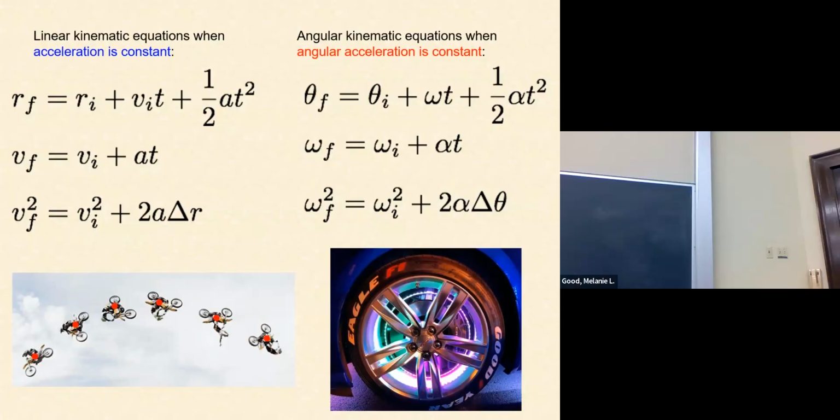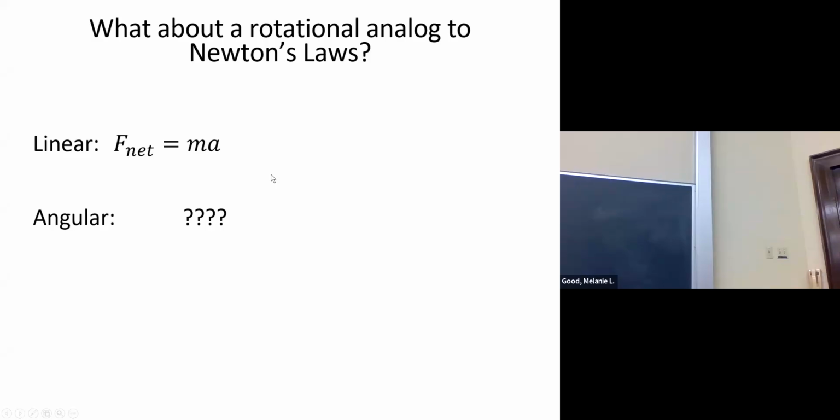So we can do the same thing with the rotational picture. We've already talked a little bit about how things might rotate when they have angular acceleration and angular velocity. And so now the question we're going to answer today is why? What gives them some sort of angular acceleration? In other words, what I want to know is, is there an analog to Newton's second law, but for rotation, right?